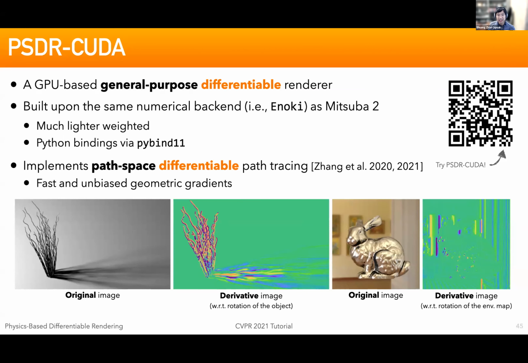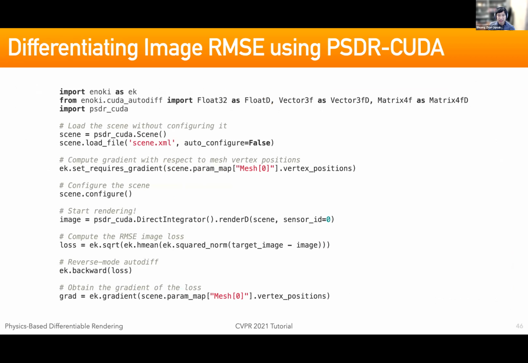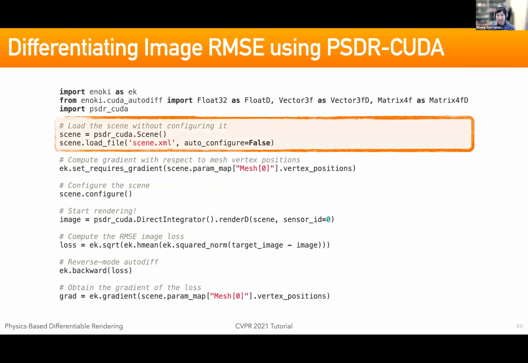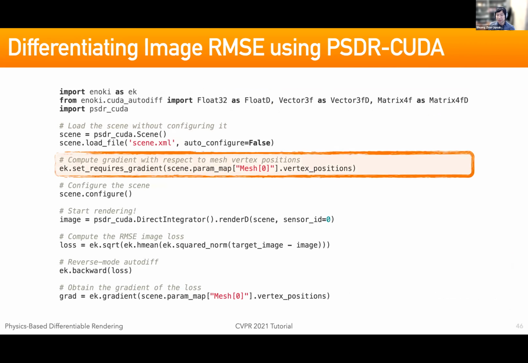So just to give you an idea about how this renderer can be used, again, it's similar to Mitsuba 2. You can do something like this pretty easily. I'm just showing a short Python script. Here we can start with loading a scene from a pre-specified XML file. And then, for example, if we are doing some shape optimization where we want to optimize the positions of a mesh, you can basically set requires gradient. This says we take the first mesh in the scene and we want to optimize its vertex positions.